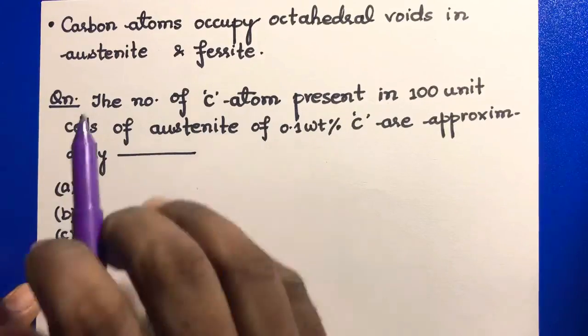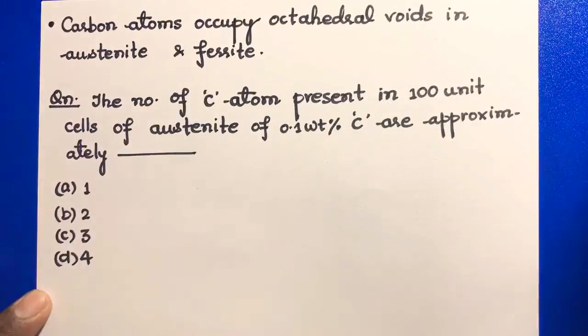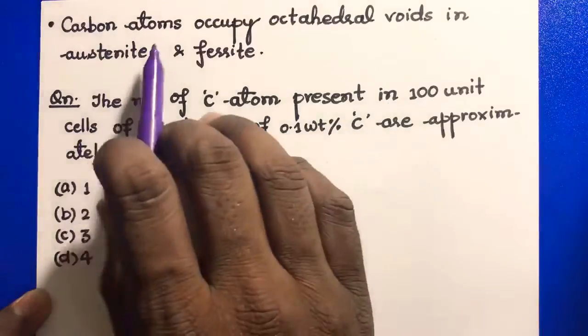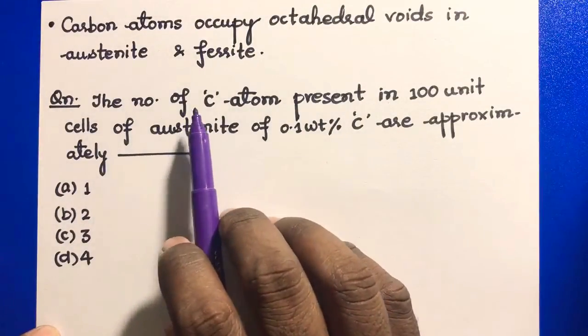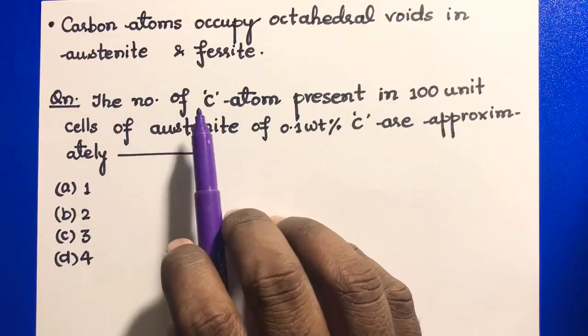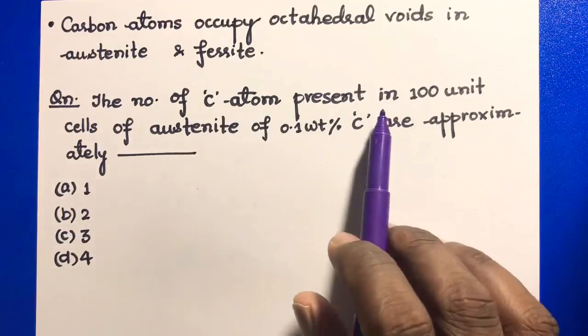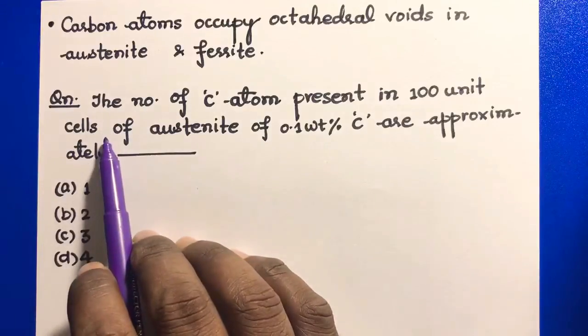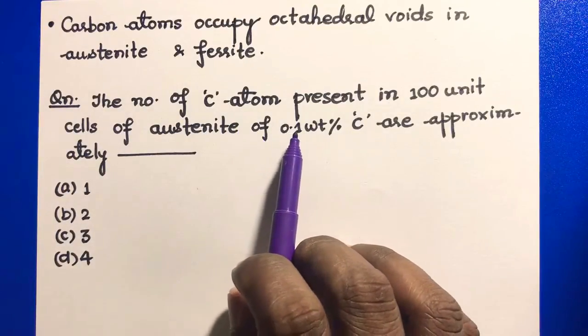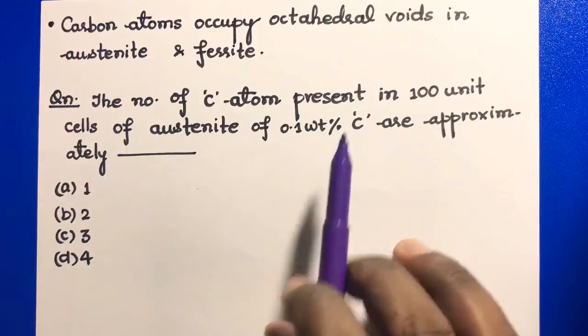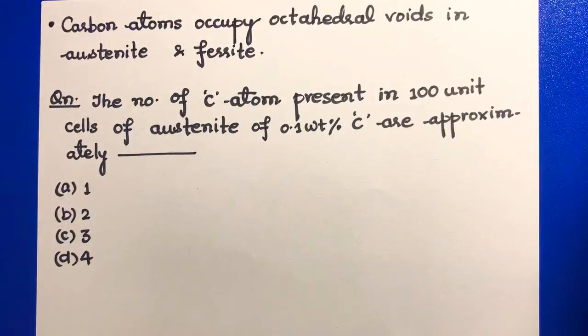Now, there is a simple question here, and that is based on this particular information. The question is: the number of carbon atoms present in 100 unit cells of austenite phase of 0.1 weight% carbon are approximately.